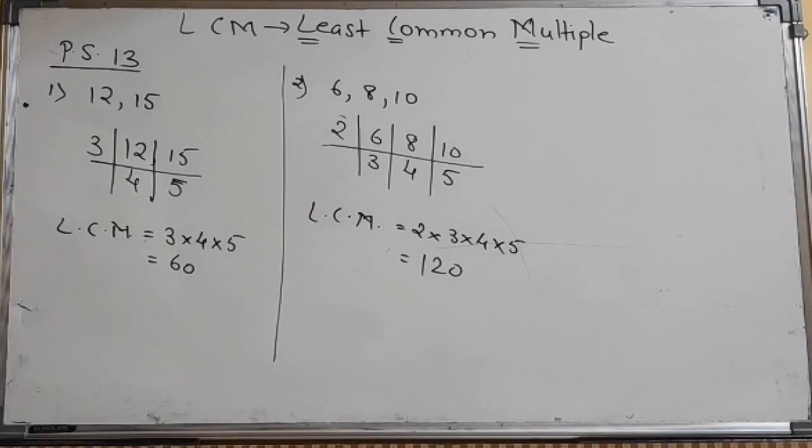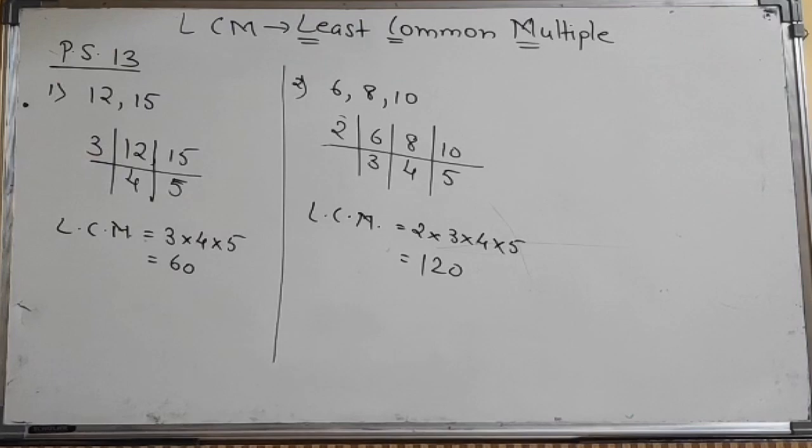I hope you have understood how to find the LCM of given numbers. So what you can do is practice the other examples given in your practice set 13 in order to understand and learn about LCM. Okay, now let us move further. In your exercise number 13, there is one more type of sum. The question number 2, which says find the HCF and LCM of the numbers given below and verify that their product is equal to the product of the given numbers.